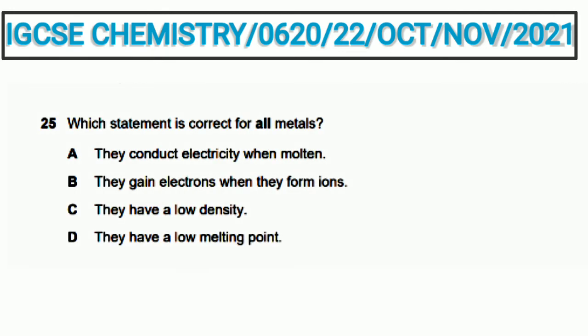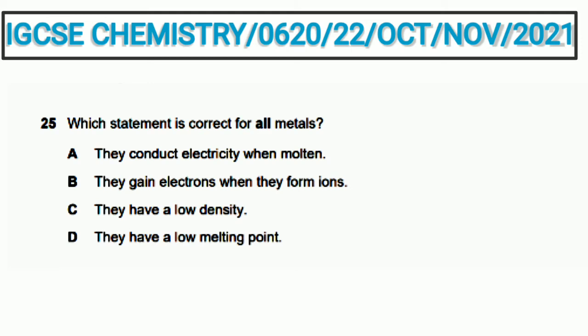Question 25. Which statement is correct for all metals? Statement A. They conduct electricity when molten. It's a true statement. B. They gain electrons when they form ions. It's a wrong statement because metals lose electrons when they form ions.